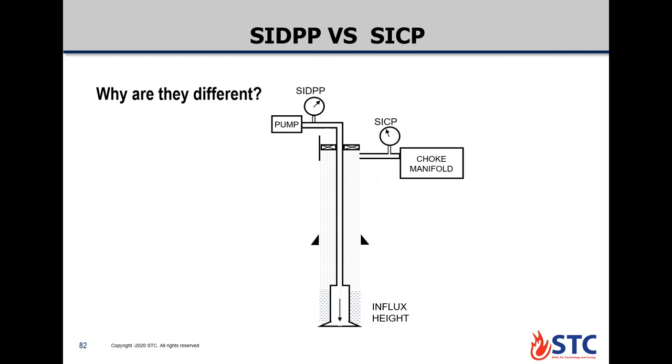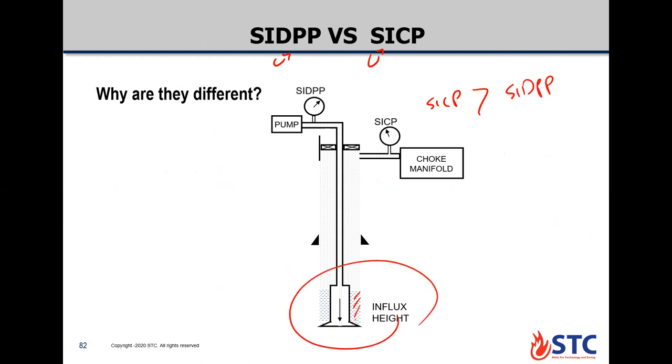Now here, there is a comparison between shut in drill pipe pressure and shut in casing pressure. You always find shut in casing pressure to be larger than shut in drill pipe pressure. That's because the influx is in the annulus side. So shut in casing pressure is always larger than shut in drill pipe pressure by this amount, the loss in the hydrostatic pressure. Okay.